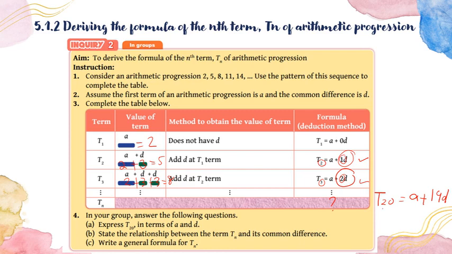Okay, so if you have 20, so this one should be 19. Okay, so state the relationship between Tn and its common difference. Write a general formula for Tn. So you get an idea. So let's move to the next slide.